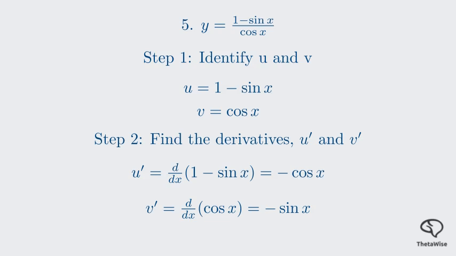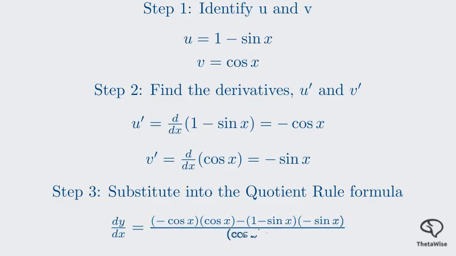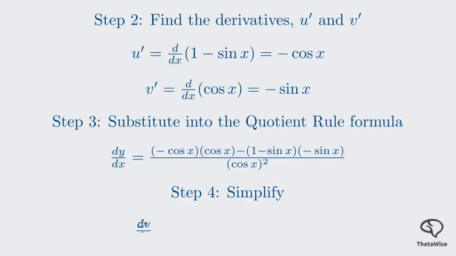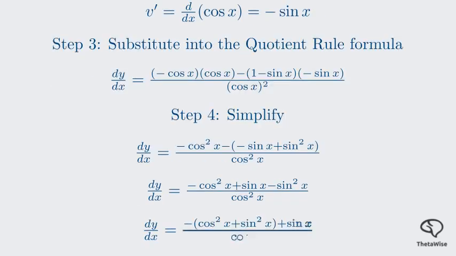Now we're ready to substitute these into the quotient rule formula. dy/dx equals u prime v minus u v prime over v squared. Substituting our functions, we get dy/dx equals negative cosine squared x minus the quantity 1 minus sine x times negative sine x, all divided by cosine squared x. It's time to simplify. Be careful with the signs. The numerator becomes negative cosine squared x plus sine x minus sine squared x.